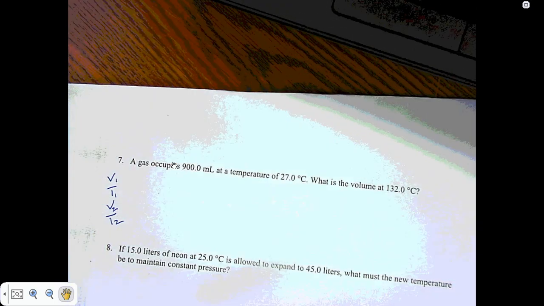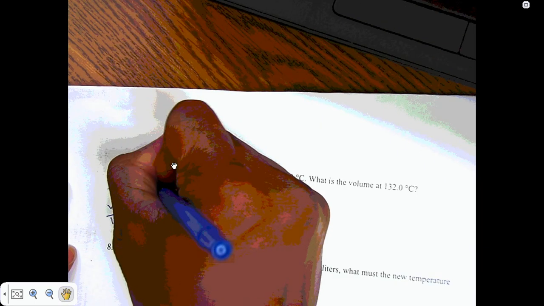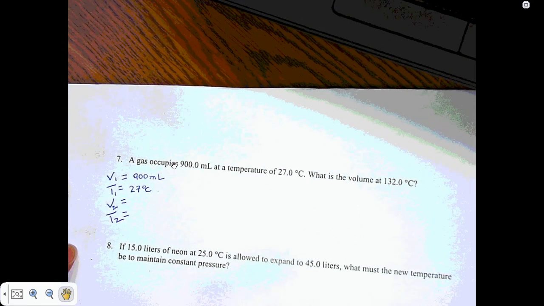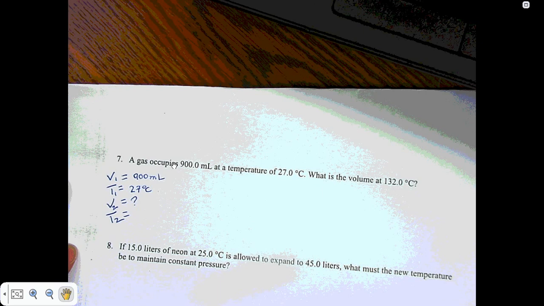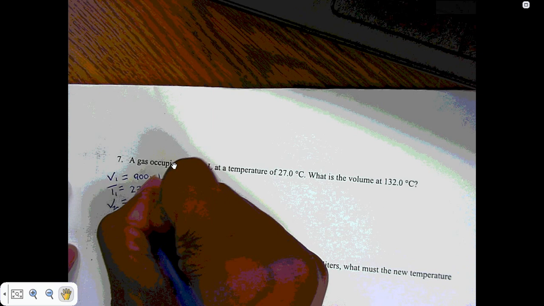I'm going to go ahead and write down V1, T1, V2, T2 as my variables given. I also want to list the ones that we have. We're given a volume of 900 milliliters, which I'll later convert to liters. We have our T1 value, which is 27 degrees Celsius, which I'm going to convert to Kelvin. Our V2 is unknown, and our temperature, or T2 rather, is 132.